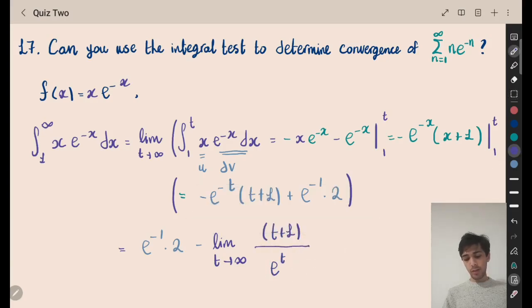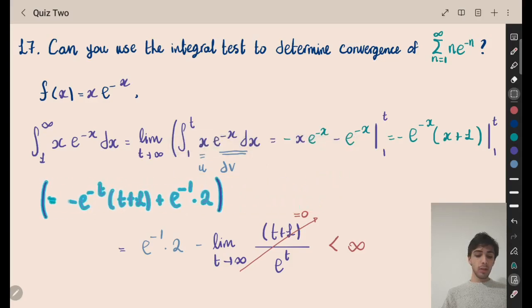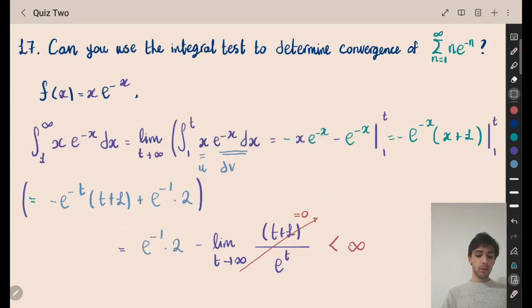And now we have this limit. The question is, does it converge or diverge? The answer simply is that this goes to 0 because e to the t grows faster than any polynomial. So this is less than infinity, which means that the integral converges. And if the integral converges, then that's very good news for us, because the series must also converge.